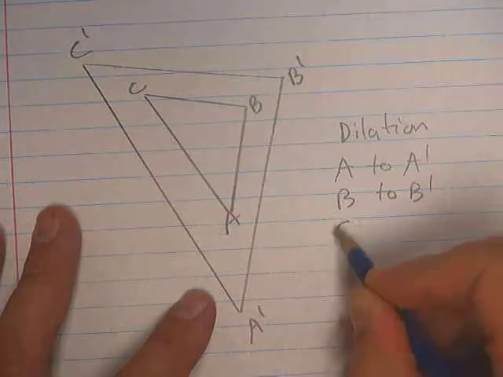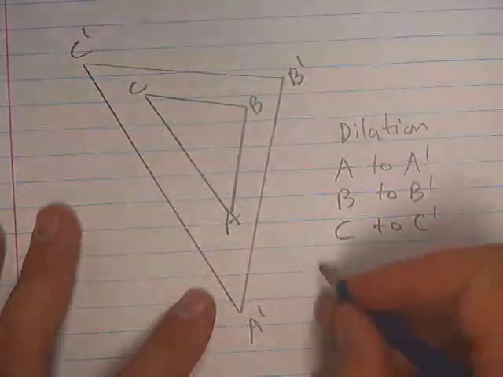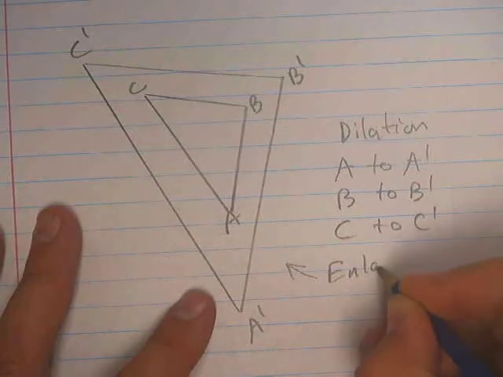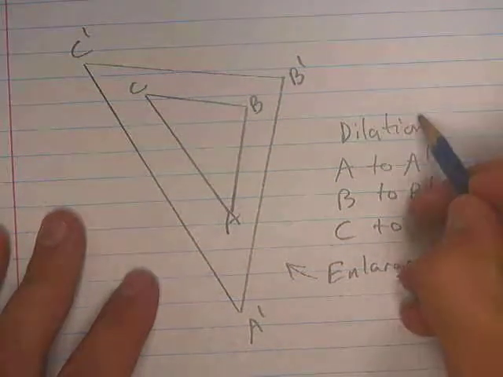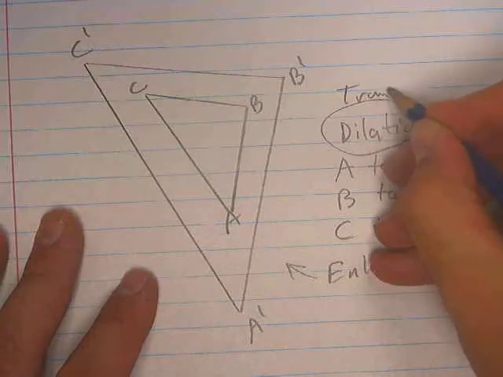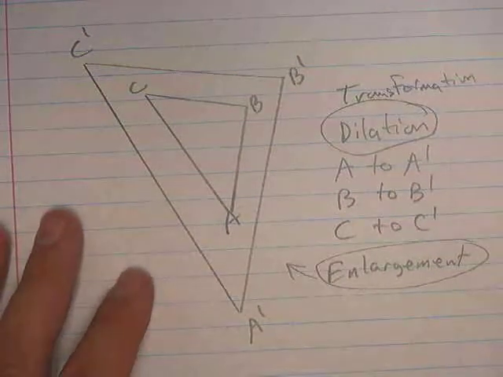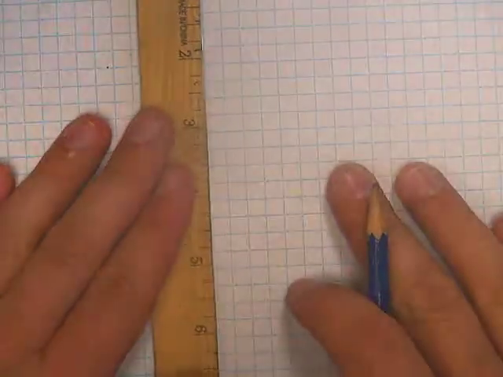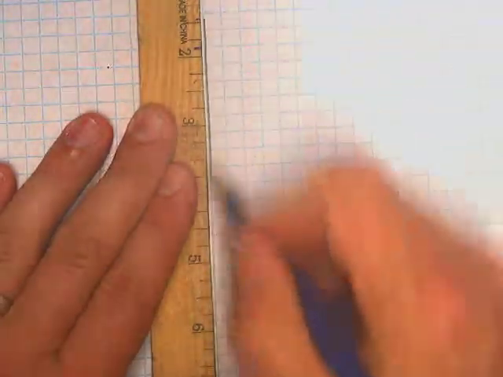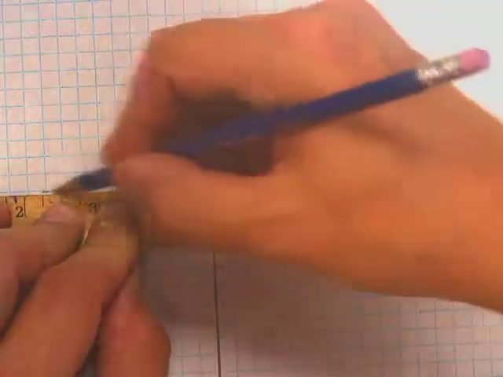Now, I always start off when this is a dilation, correct? Dilation is always going to go from A to A prime, B to B prime, and C to C prime. So when I'm doing that, what's happening? Well, it's getting bigger. So this one happens to be an enlargement. All right? So that is called a dilation. That is the name of the transformation. And it is an enlargement. You'll definitely have to know that tomorrow as well.